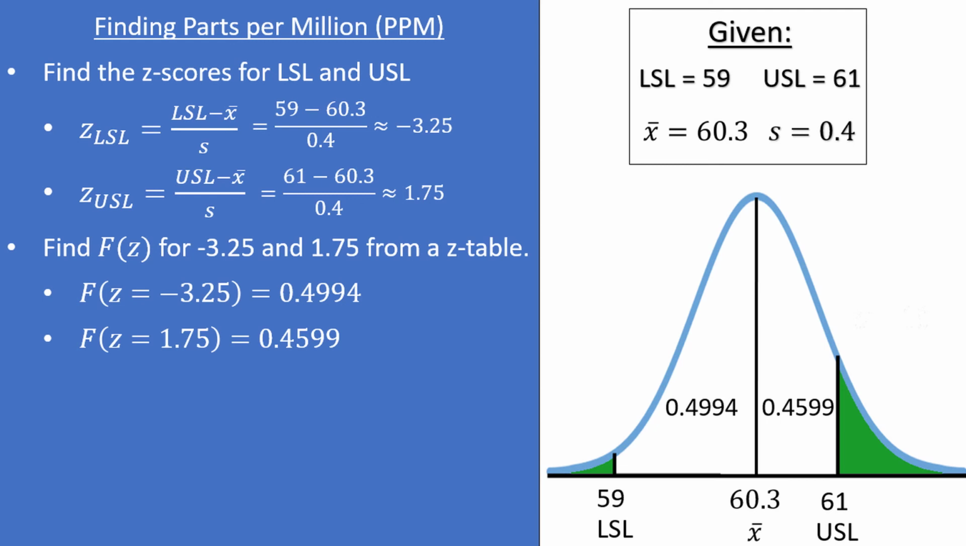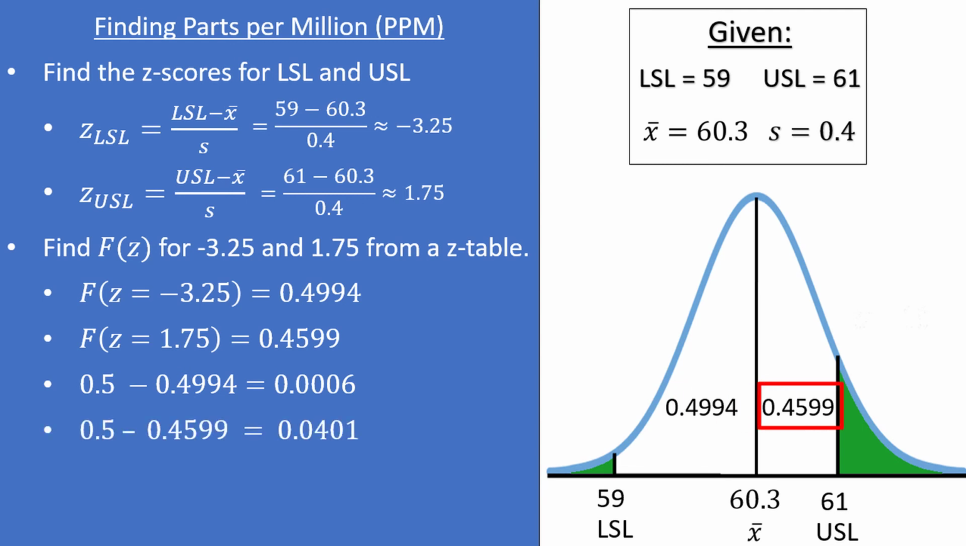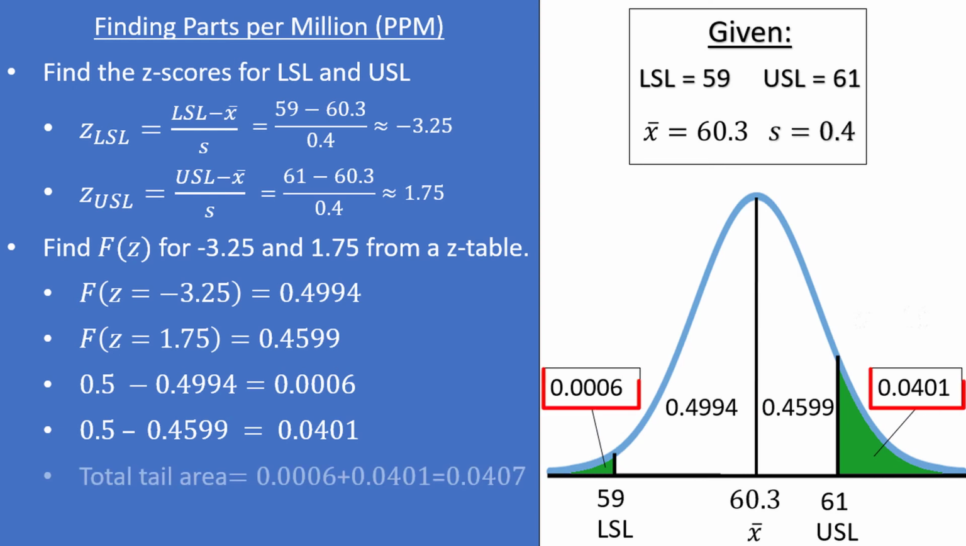In order to find the tail area, the probability of observing an outcome outside of the specification limits, we take 0.5 and subtract each probability, as the area above or below the mean of a normal distribution is 0.5. 0.5 minus 0.4994 equals 0.0006, and 0.5 minus 0.4599 equals 0.0401. These are the two tail areas, which also can be included in the graph. Adding these two probabilities together, we have 0.0006 plus 0.0401, which equals 0.0407. To find the parts per million, we multiply by 1 million.